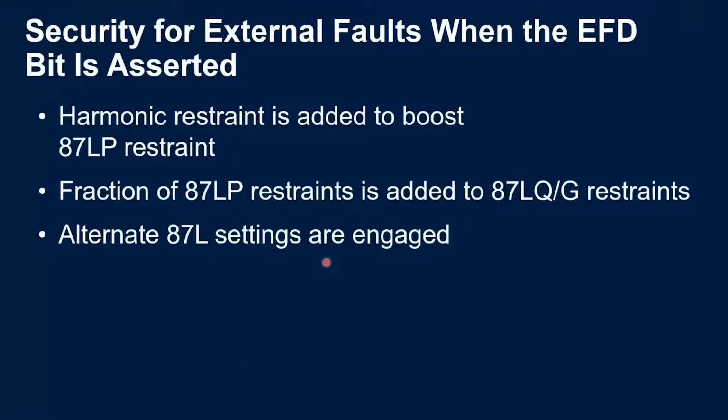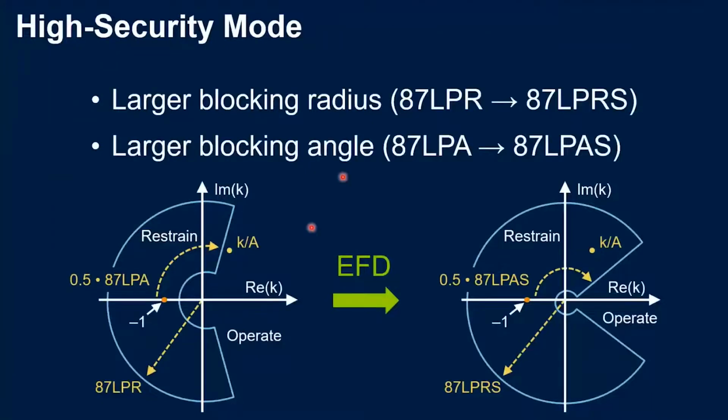The first one is we give harmonic restraint to the phase element. A fraction of the phase restraint is added also to the sequence elements. And we will change settings. The alpha plane settings were changed to a high security mode, let's say, when we have an expanded characteristic. This can be seen here on the next slide. Okay. So on the left we have the regular characteristic, and once the external fault is detected, the settings will change automatically to the high security ones, which is normally a bigger radius and a bigger blocking angle. But what about the harmonic restraint I was saying before?